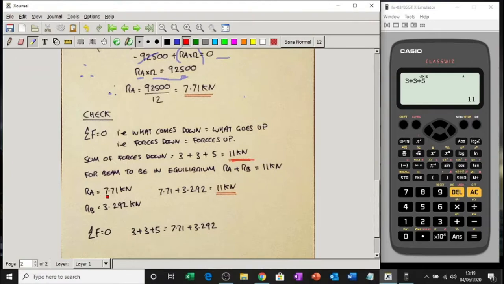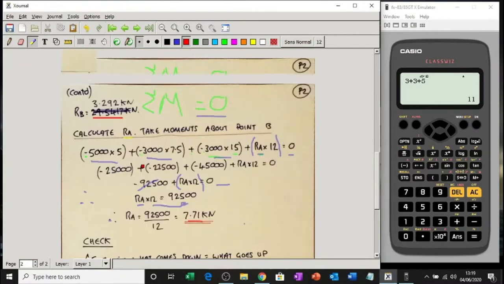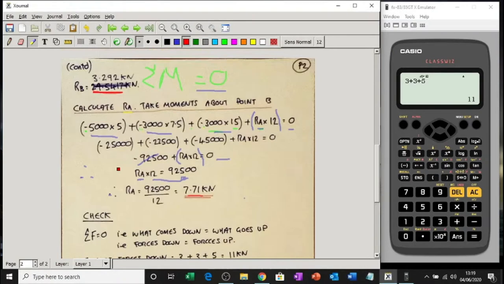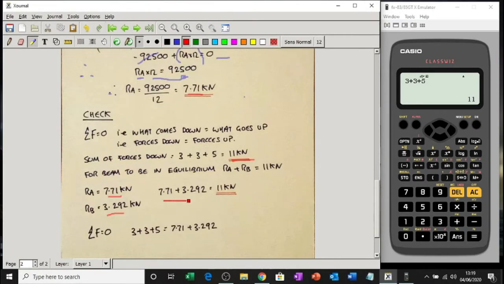So we know RA is 7.71 because we worked it out, and RB is 3.292 because we worked them out. You should see that if you add these together, it should come to 11. So that just makes us correct, and that is what you should be doing. It's a little bit more than 11, look, because I've rounded up. So 11's coming up, 11's coming down. That's the way that we're correct.